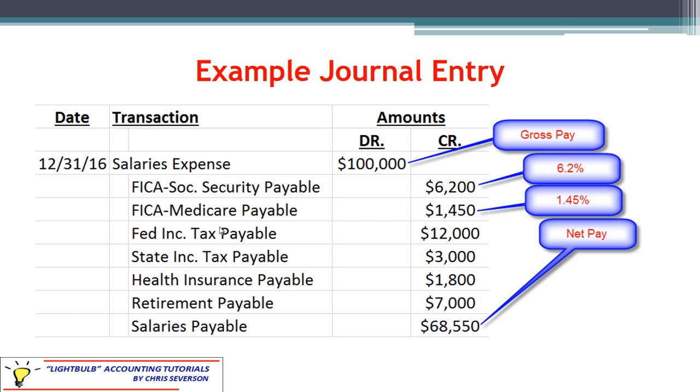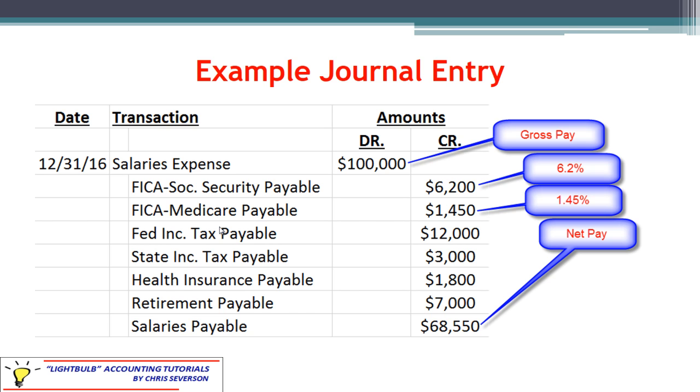This is considered the gross pay, and it's going to be a debit to salaries expense to increase it. Now, on the credit side, we have all of our various payables. These are basically representing the fact that we owe money. As an employer, we owe money to all of these entities.